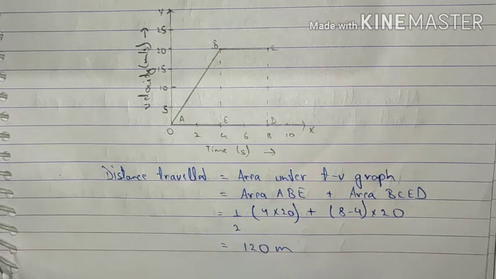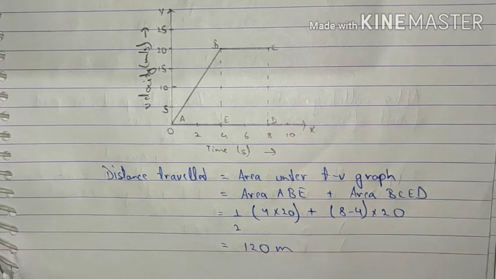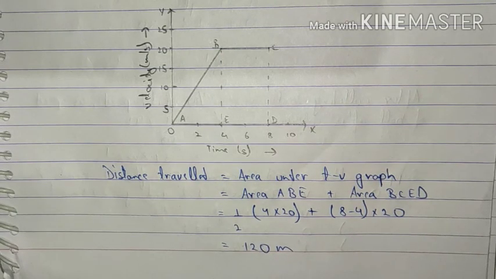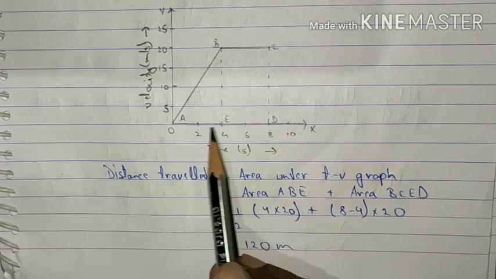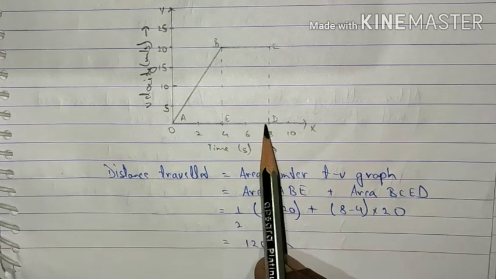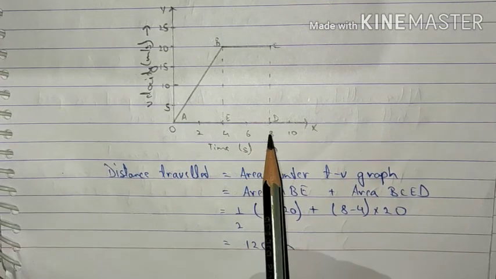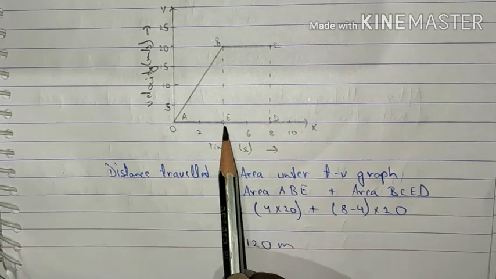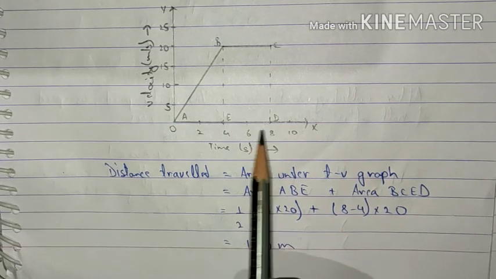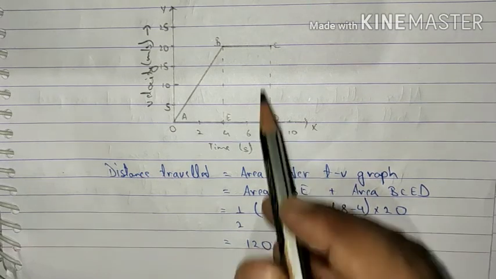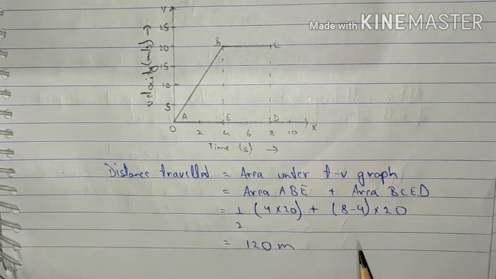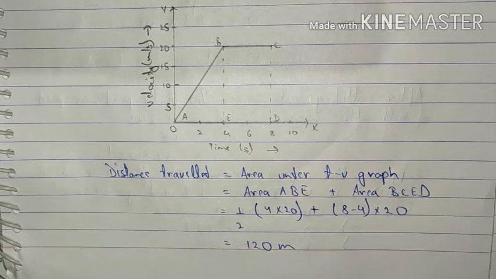Similarly, for this rectangle, we can find the area by length into breadth. So the length over here is, see, this rectangle is lying between the values 8 and 4. So what will be the length from 4 to 8? 8 minus 4. And what is the height over here? Into 20. So solving this whole value, we will get the value as 120 meters, which is the total distance traveled by the body in 8 seconds.